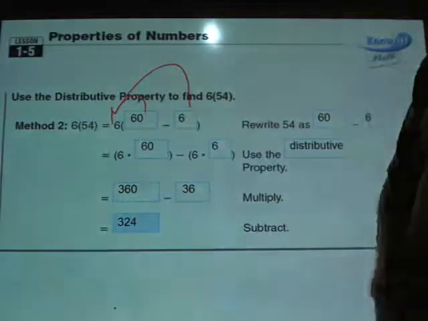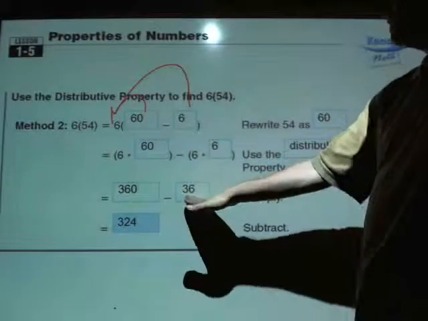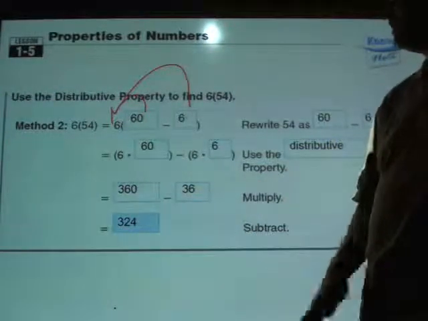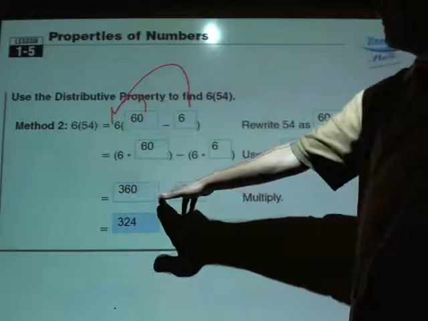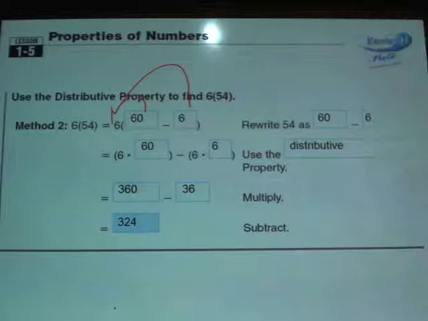And 6 times 6, which is 36, which is what you can see falling down the right side of the problem there. And again, because there's a subtraction sign in the middle here, I'm now going to solve this by subtracting these two numbers. And when I do 360 minus 36, lo and behold, I get 324, which is the exact same answer I got just a moment ago.